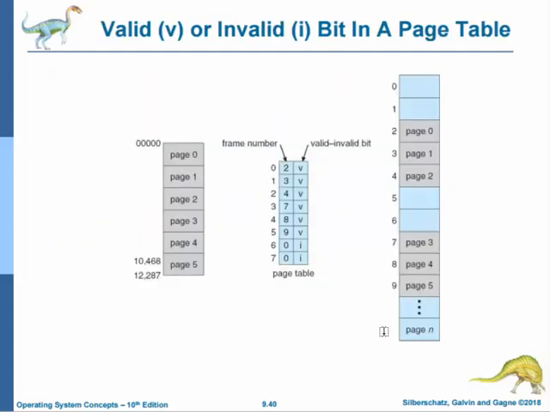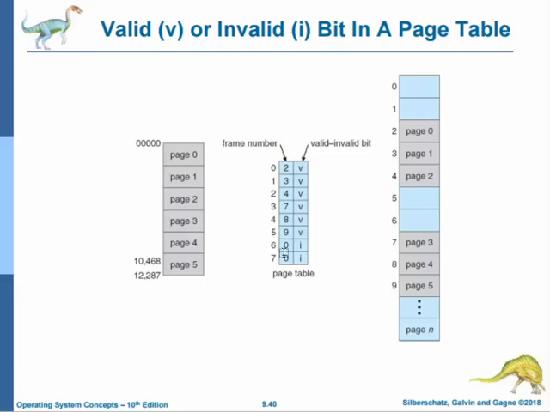So in this example, in a system with a 14-bit address space, let's say from 0 to 16,383, we have a program that should only use addresses from 0 to 10,468. Given a page size of 2 kilobytes, we have the situation shown in this figure, where the addresses in pages 0, 1, 2, 3, 4, 5 are mapped normally through the page table.